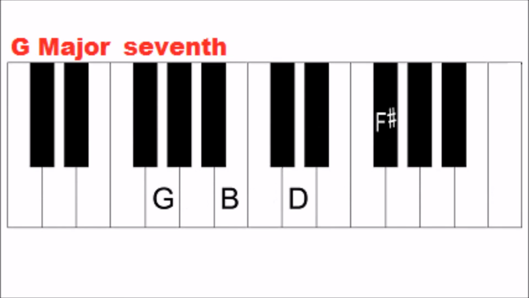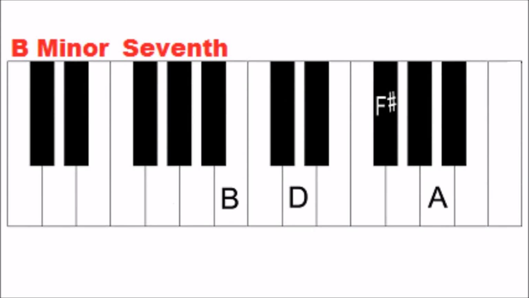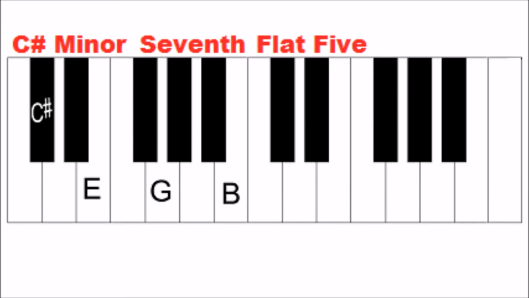The notes of chord 4, G major 7th, are G, B, D, F sharp. The notes of chord 5, A 7th, are A, C sharp, E, G. The notes of chord 6, B minor 7th, are B, D, F sharp, A. The notes of C sharp minor 7th, flat 5, are C sharp, E, G, B.